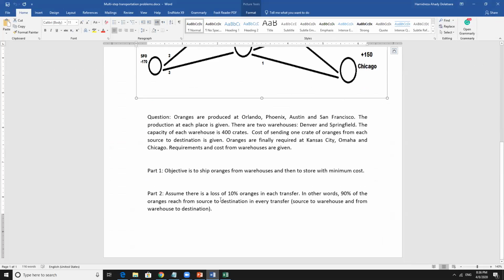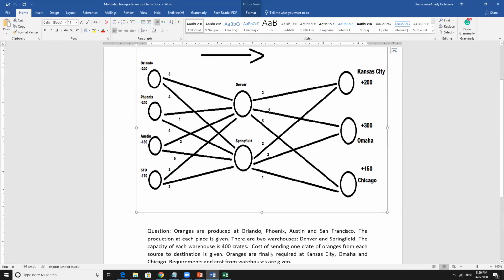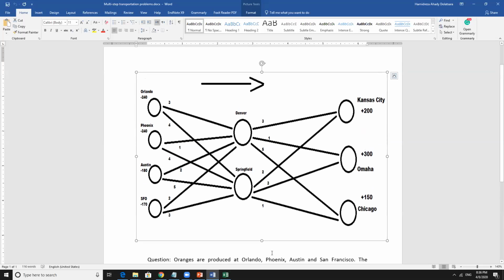Okay, second part. Two, there is a loss of 10% oranges in each transfer. In other words, 90% of the oranges reach from source to destination every transfer: source to warehouse and from warehouse to the destination. So now the problem is more realistic. We know that we have a lot of waste in the transportation of vegetables or fruits. So we want to see what happens if we have some loss.